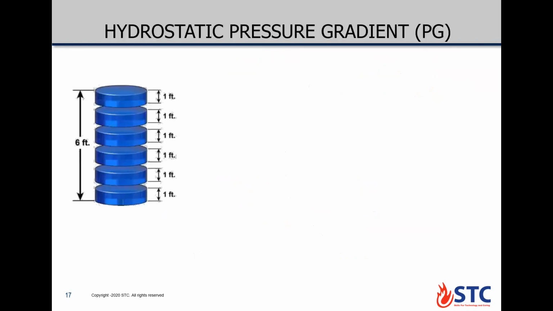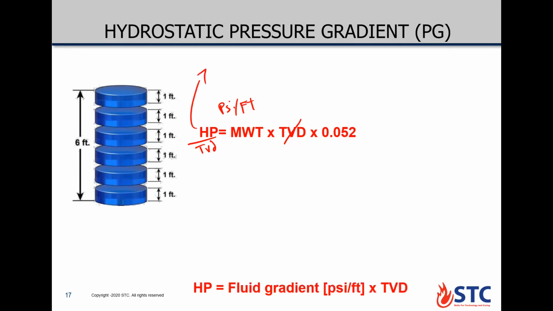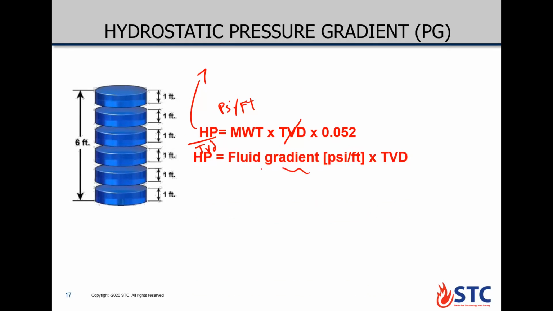Here we have another concept called hydrostatic pressure gradient. As you see, our hydrostatic pressure is equal to mud weight times TVD times a constant. If we divide it by TVD, it will be hydrostatic pressure over TVD, so its unit will be psi per foot. Now it will be the hydrostatic pressure gradient. So the hydrostatic pressure gradient equals what? Equals mud weight times 0.052. So we can write the equation: hydrostatic pressure equals hydrostatic pressure gradient, with unit psi per foot, times TVD.